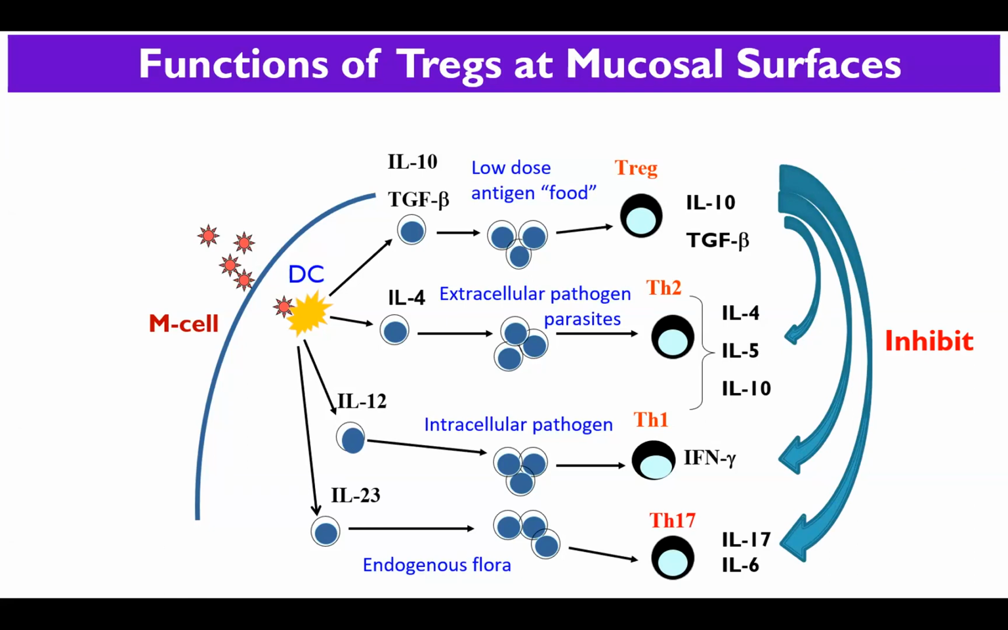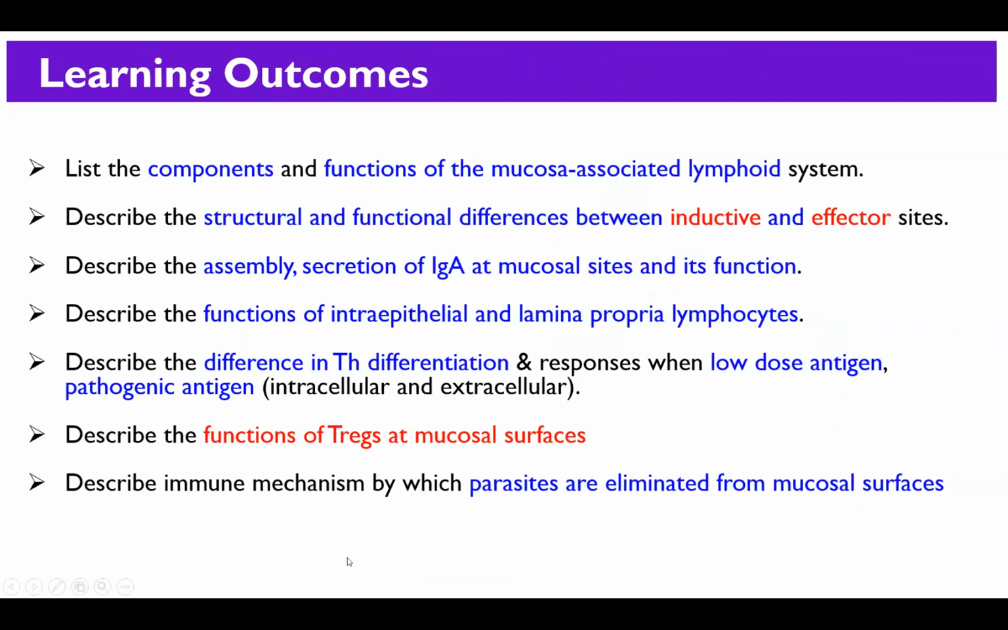So if that mechanism fails to kick in, then you have a gut condition that is always in a state of inflammation. And folks who have unstable guts have a very uncomfortable life. So the role of Tregs here cannot be overemphasized. It's quite important. With that, I think that wraps up the brief overview of the mucosal immune system.